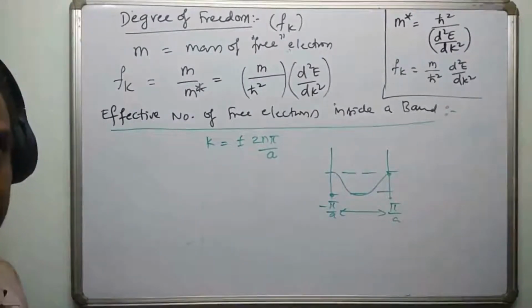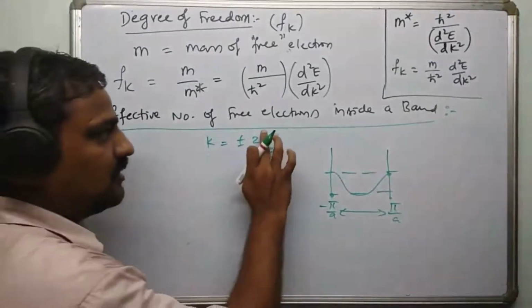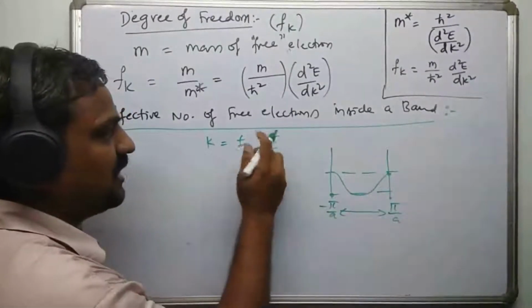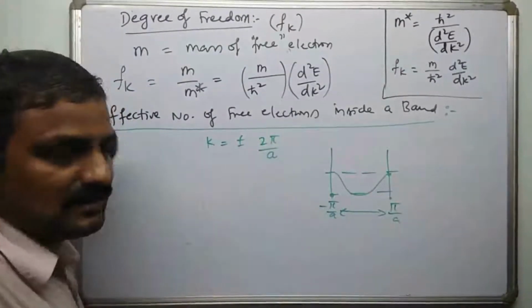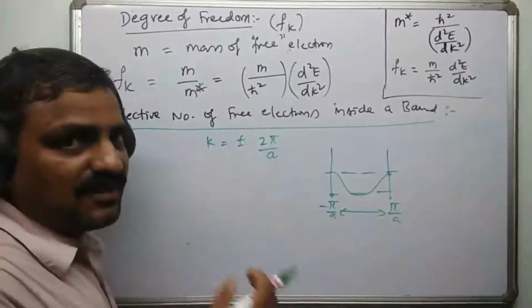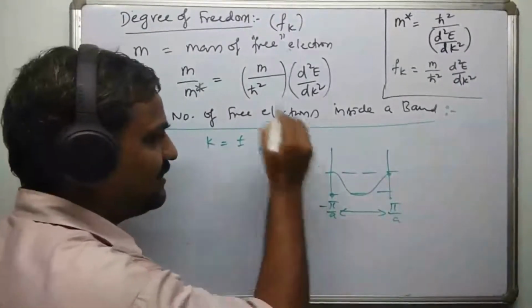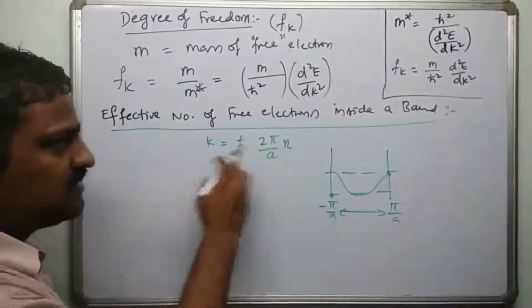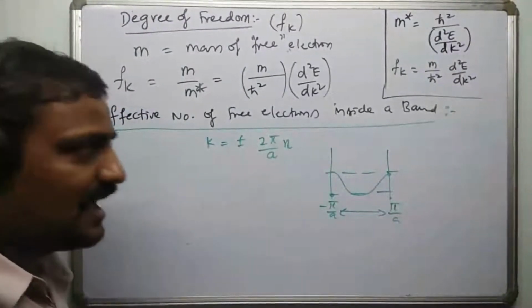So for any nth Brillouin zone, if I want to represent the first zone, it is going to be just 2 pi by a. I can consider directly like this. But if I want to represent it for a general case, then I should write n here, right? So for any nth zone, this is going to be the relation between k and n.